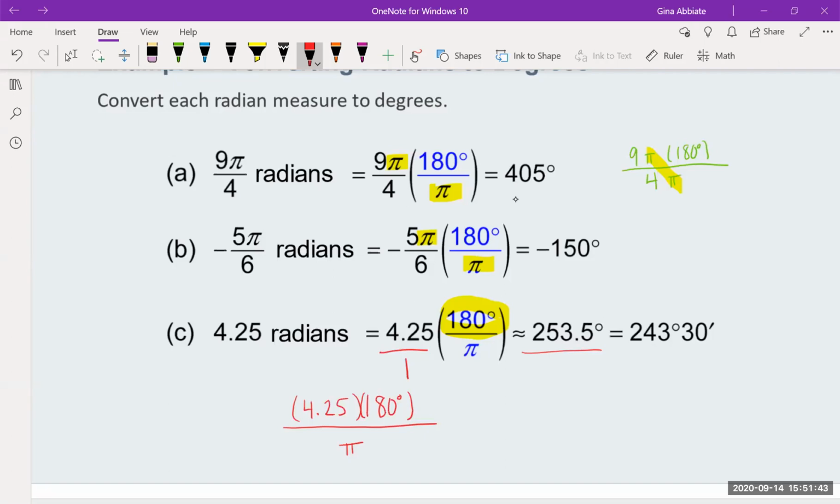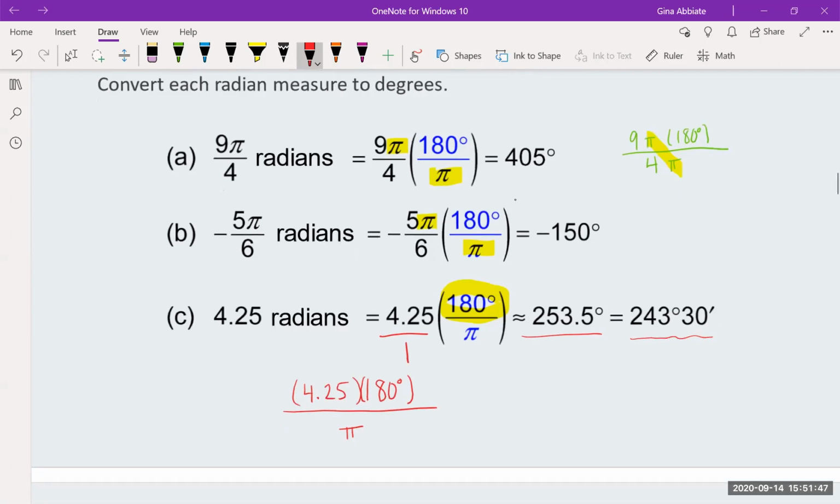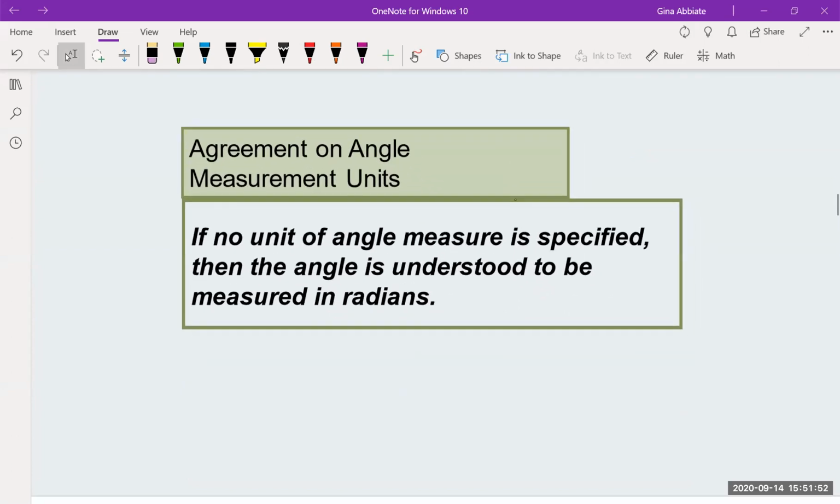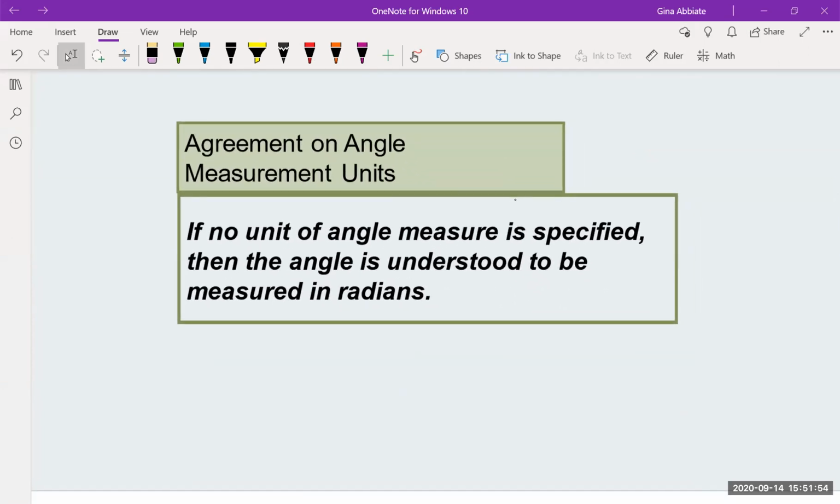We're mostly going to use the decimal degrees, not so much the degrees minutes version. This reiterates what I was saying before, that if there is not a degree measurement, then we assume that the measurement we're being given is radians.